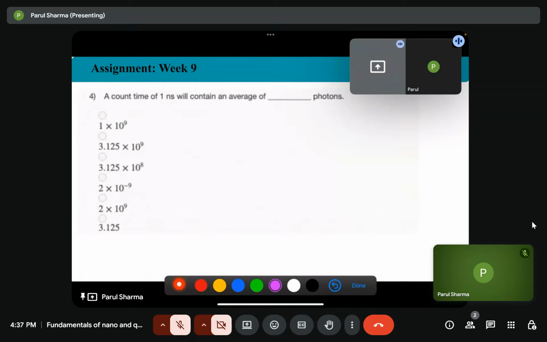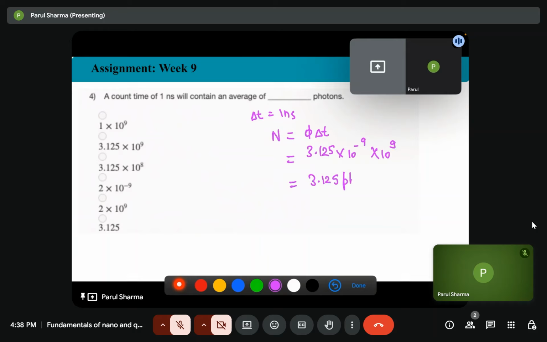Next question is: a count time of 1 nanosecond will contain an average number of photons. So here we are given that delta t is equal to 1 nanosecond and we are asked N, which is equal to phi into delta t. So we calculated 3.125 into 10 to the power 9 into 10 to the power minus 9, which is 3.125 photons on average.